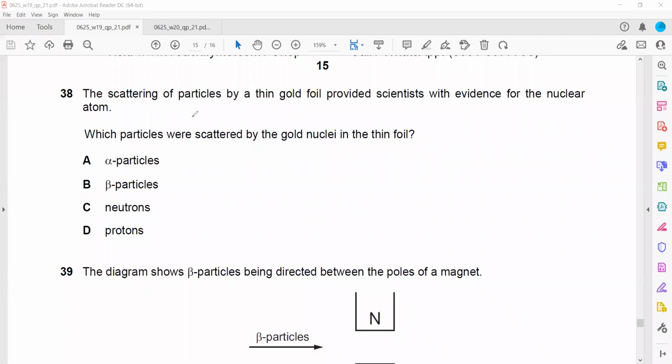Scattering of particles by a thin gold foil. The question is, which particles are used to provide evidence for a nuclear atom? Which particles are scattered by gold nuclei? It was the alpha particle. This is the symbol for alpha. So alpha particles were used for this experiment on a gold foil.